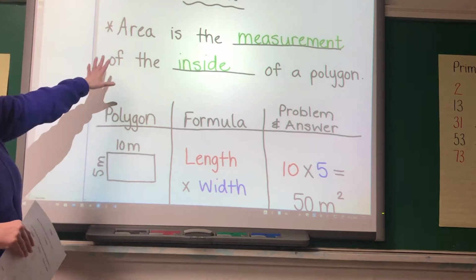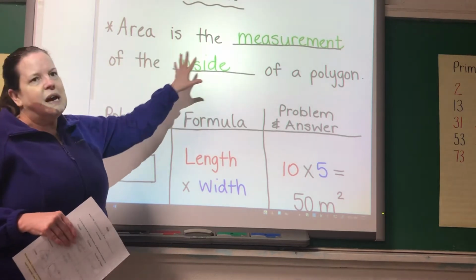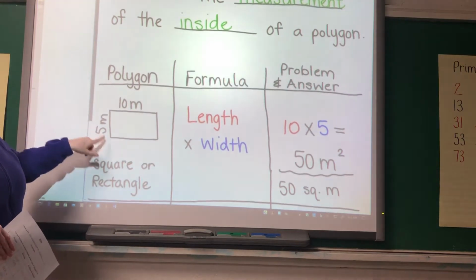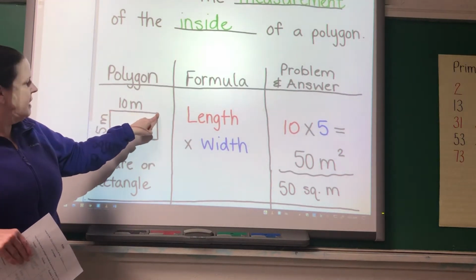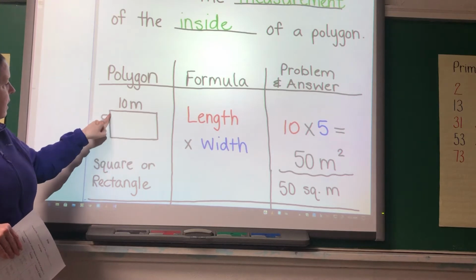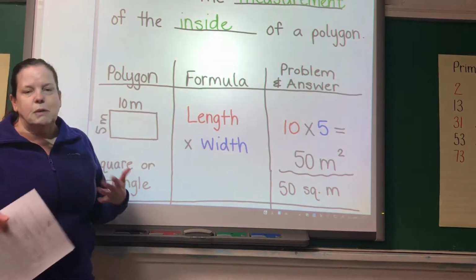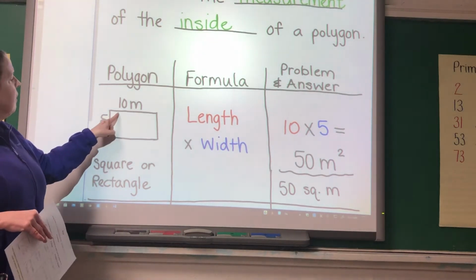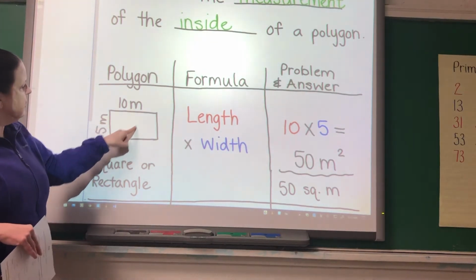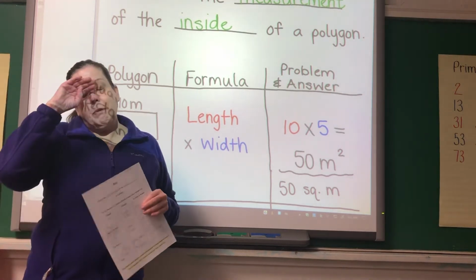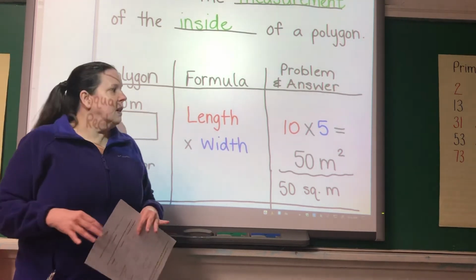So again, area is the measurement of the inside of a polygon. For example, on this rectangle, the perimeter was this outside edge. And remember, perimeter is just adding all sides together, and it doesn't matter what kind of shape or polygon it is. Area is this inside part, okay? And each shape or polygon has a different formula.